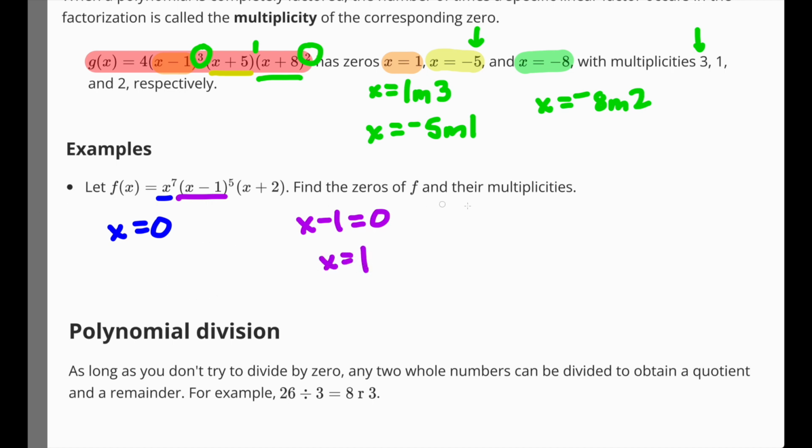And the last one, x plus 2, set that equal to 0. Subtract 2 on both sides, you get x equals negative 2. Now there's the zeros for each of those. Just set all the factors equal to 0 and solve. The multiplicities are whatever power comes along with it.